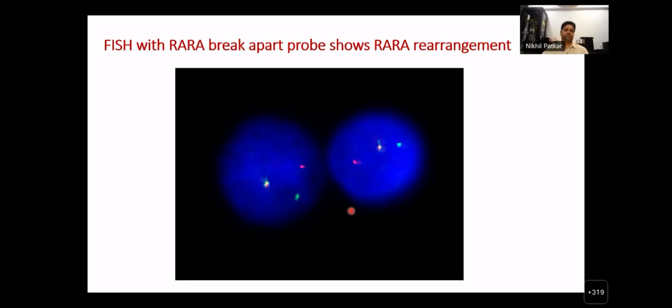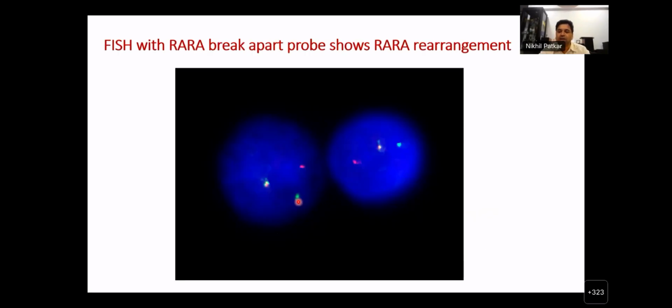Now, what is this? Positive. What is happening? This is now a break apart probe. In a break apart probe, what we see here is a normal person's RARA. There is no PML we are looking at here. In a normal person, the signals will be fused. But if the RARA gene is rearranged, they will be separated apart. So it shows that the RARA gene is rearranged and the FISH signal is broken apart.